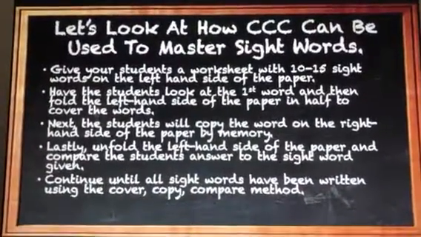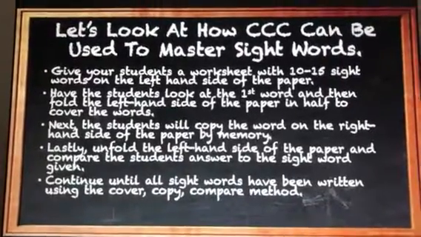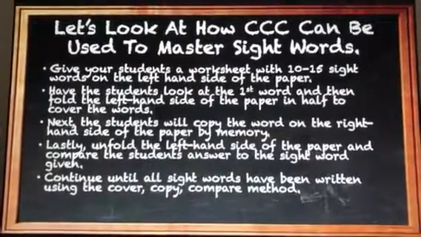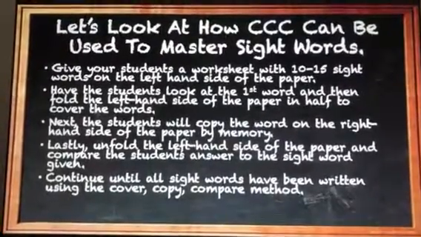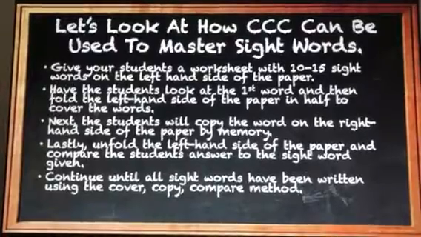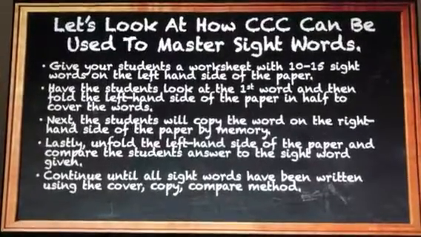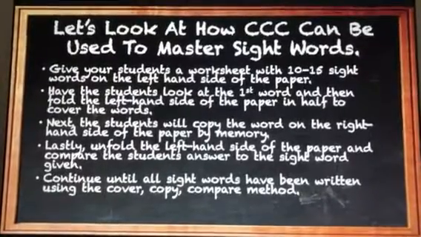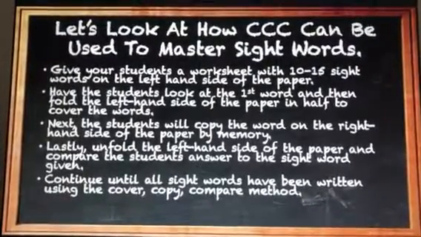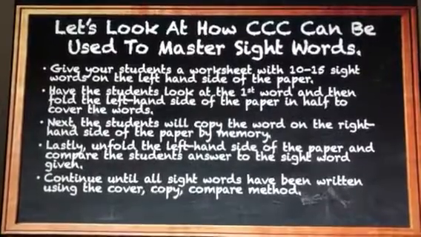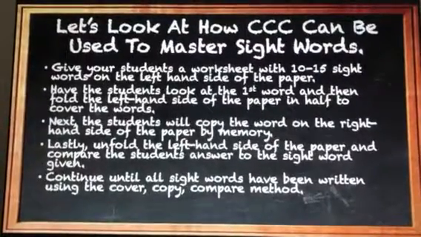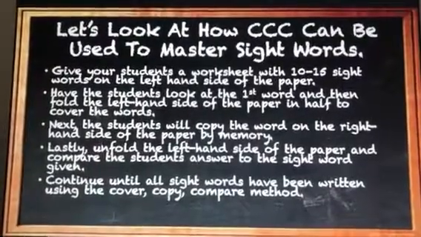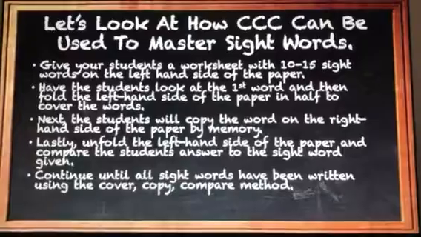Let's look at how CCC can be used to master sight words. Give your students a worksheet with 10 to 15 sight words on the left-hand side of the paper. Have the students look at the first word and then fold the left-hand side of the paper in half to cover the words. Next, the students will copy the word on the right-hand side of the paper by memory. Lastly, unfold the left-hand side of the paper and compare the student's answer to the sight word given. Continue until all sight words have been written using the Cover, Copy, Compare method.